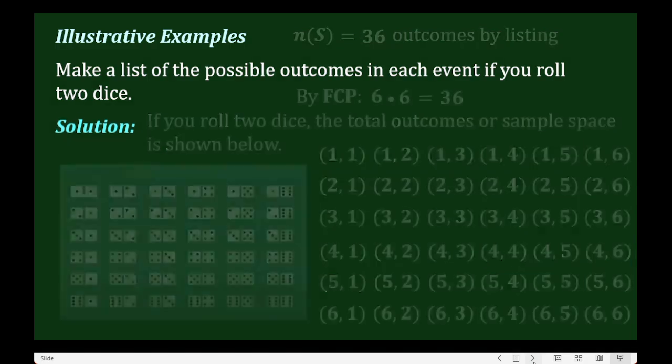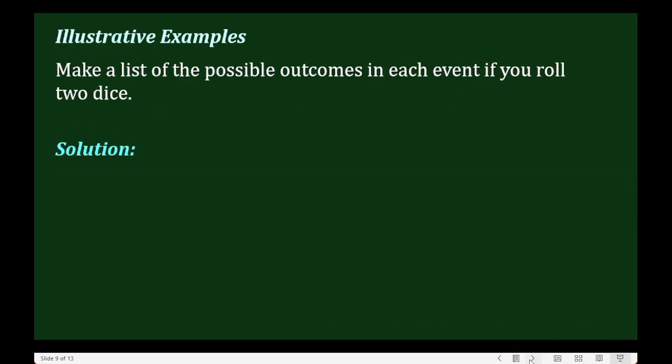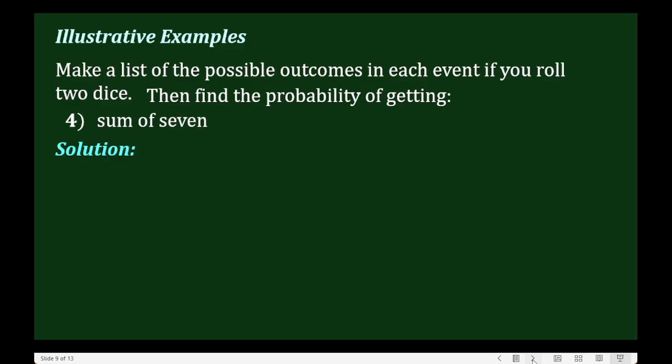Now, then we find the probability of getting the sum of 7. For our solution, let us denote the sum of 7 as E sub sum 7. Then, let us consider the elements of an event of throwing a pair of dice having a sum of 7.